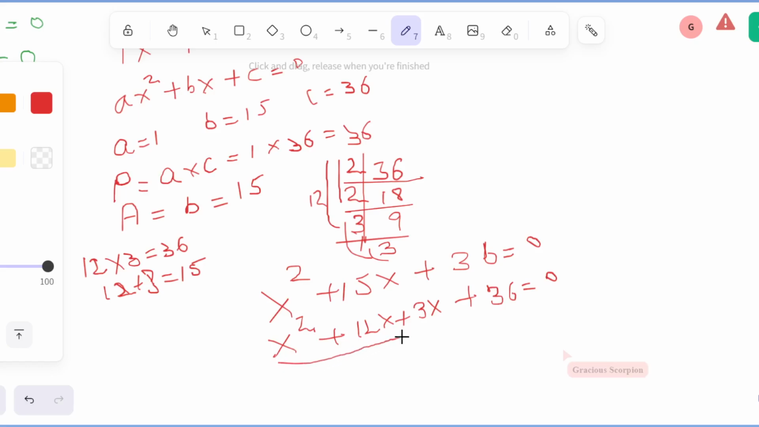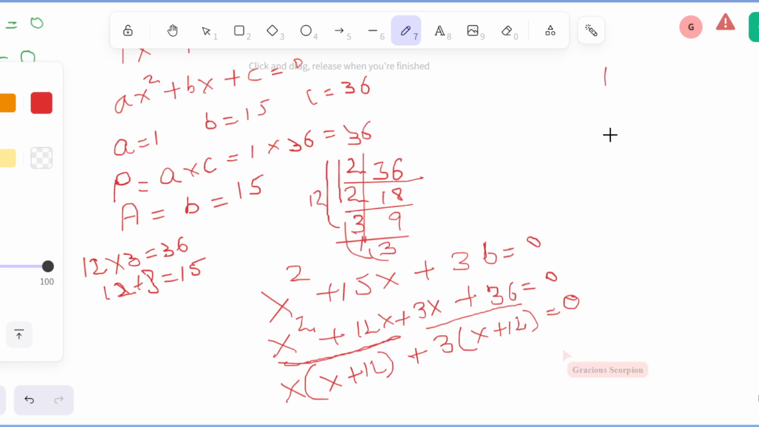Always take common from the first two terms, and the common from the last two terms. From the first two terms, what can you take common, Nathan? I think x, right? So x will be common, and x plus 12 will be left over. From the last two, you can take 3 common, because 36 can be written as 12 times 3, and again you are left with x plus 12. Always remember that you will be left with something similar, x plus 12, x plus 12. Two brackets should be the same.